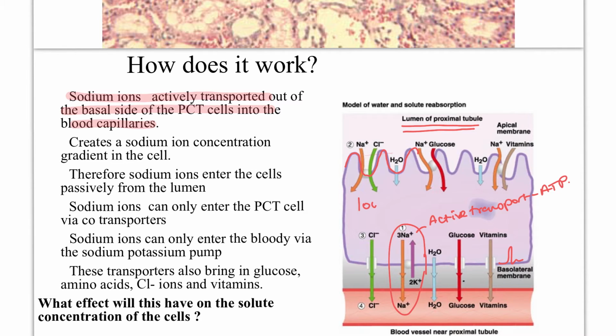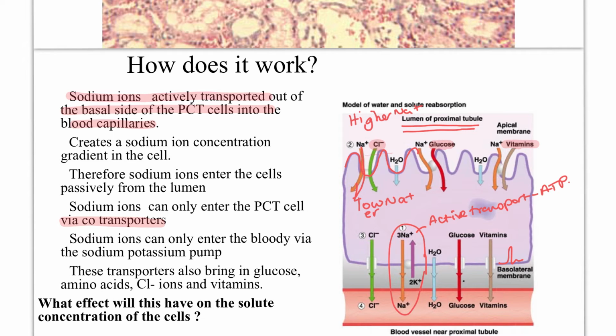So there is a low sodium ion concentration in here, and there is a higher, I should have written lower, there is a higher sodium ion concentration in the lumen, and therefore sodium ions are coming in via facilitated diffusion down their concentration gradient. But the sodium ions can only enter via cotransporters. These cotransporters have a secondary binding site for a number of other substances. So here in the diagram, they show the example of chloride ions, glucose, vitamins, but there would also be ones for different monosaccharides and all the different amino acids as well.